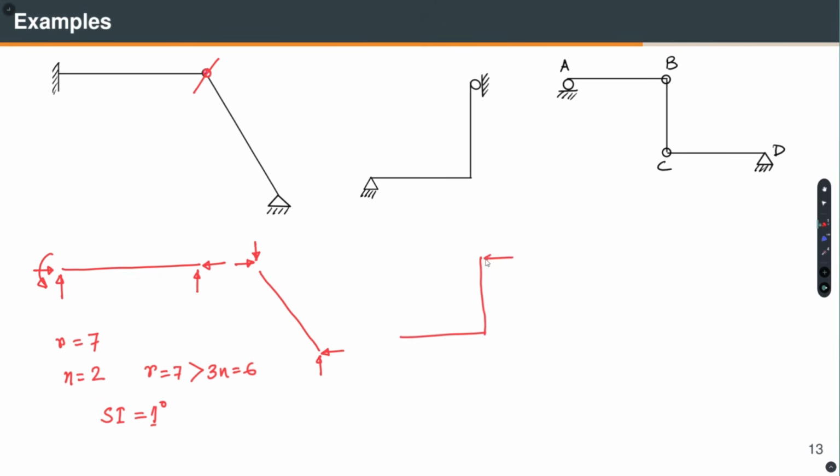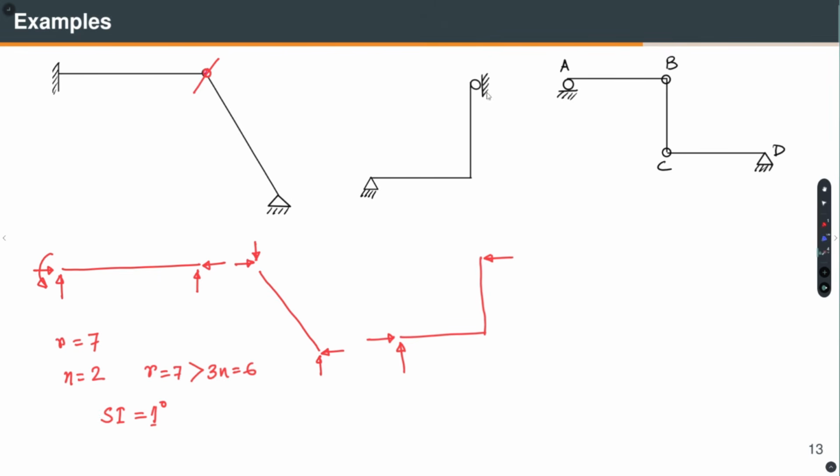Okay. On the other hand, let us consider this example. So, here we have a roller. So, there is one reaction and here we have 2 reactions. Okay. So, first of all, is it stable? This example, what do you think? Is it stable or unstable? Yes, it is stable because R is greater than or equal to 3n, that criterion is satisfied. The reactions are neither concurrent nor parallel and also there is no collapsible mechanism.